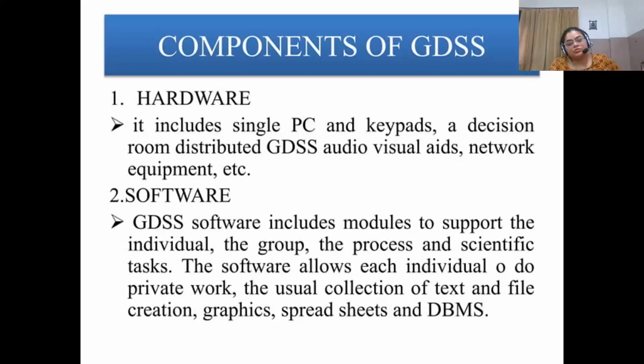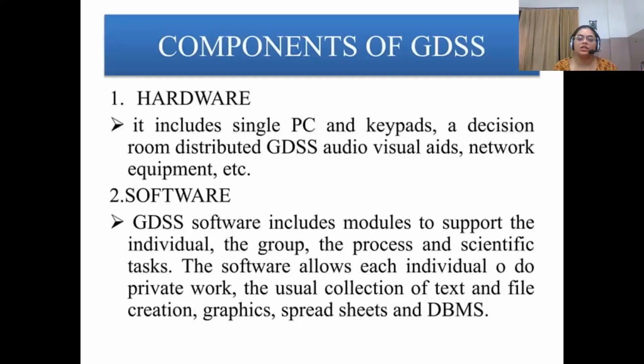Now, moving towards the components of GDSS: hardware. It includes single PC and keypads, a decision room, distributed GDSS, audio visual aids, network equipment etc. तो हमारे कंपोनेंट में सबसे पहला क्या हुआ, हार्डवेयर। हार्डवेयर की बहुत ज़्यादा ज़रूरत होती है। क्यों?